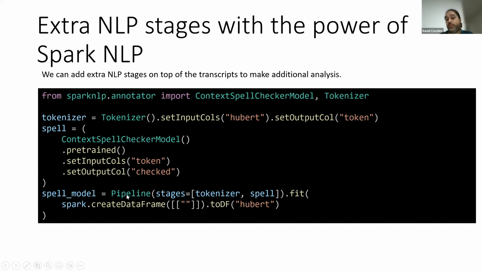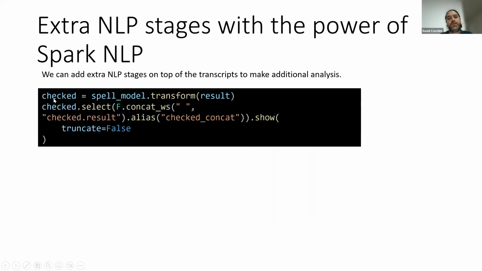So we just create a new pipeline. We have the tokenizer and the spell checker, and then we can fit it on an empty data frame just to have the model. Then we can transform the previous result, and we can collect the tokens. Since the spell checker returns tokens, we concatenate them with white space between them.